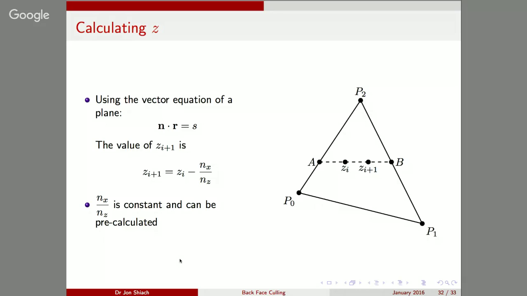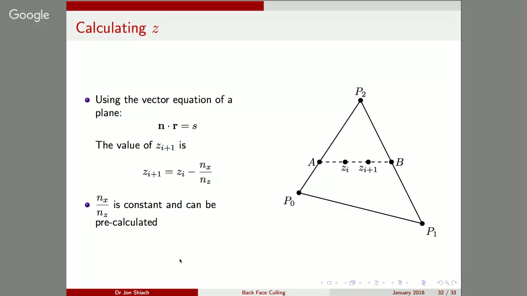I know what n is, because that's my polygon. I know what x and y are. I don't know what z is. So rearranging it all, I have s minus x nx minus y ny over nz. So that gives me an expression for the depth of that pixel.